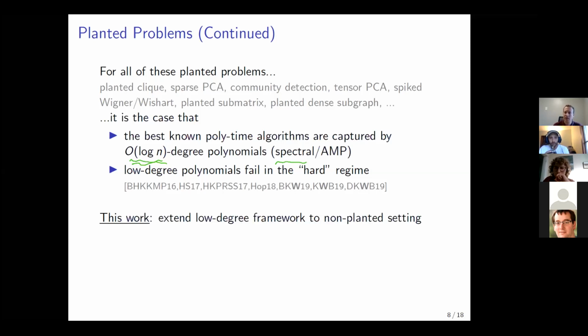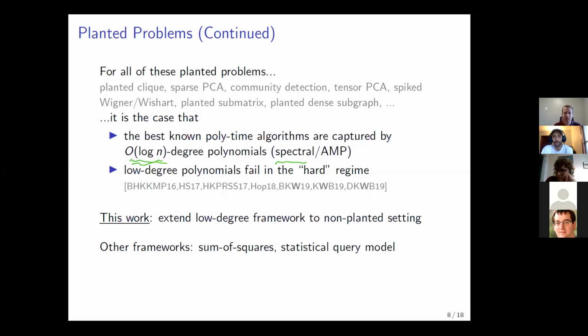And so the point of this current work is to see if we can extend this framework to this non-planted setting, whether these computational hardness of non-planted problems can also be explained by low-degree polynomials in the same way.